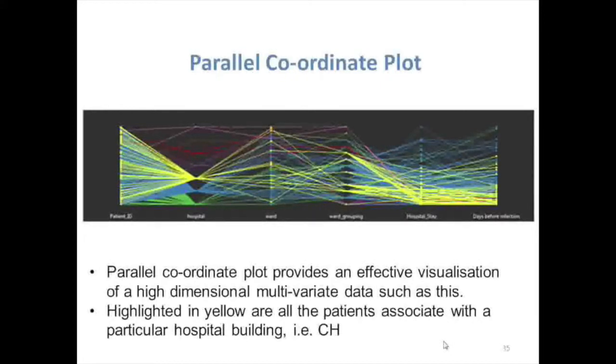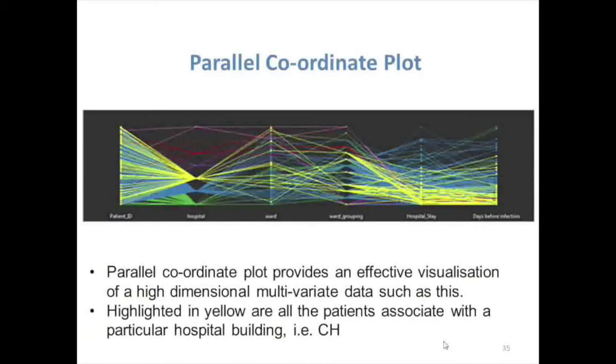The first one is the patient ID. So along the axis is the individual patient, and then the hospital building, the ward grouping, and the number of days that the patient stayed in the hospital, and also the number of days that the patient was diagnosed before the patient was diagnosed. So how long during the patient's stay before he became infected.